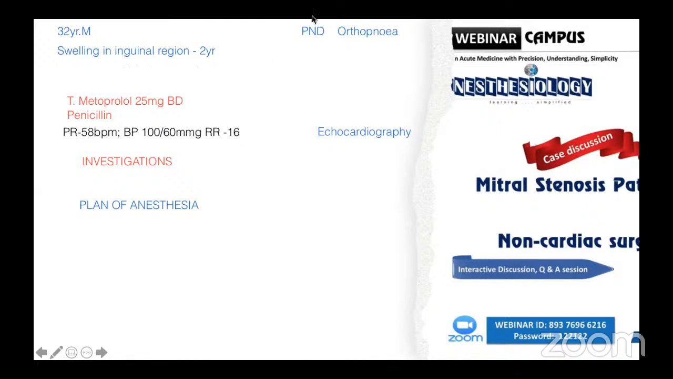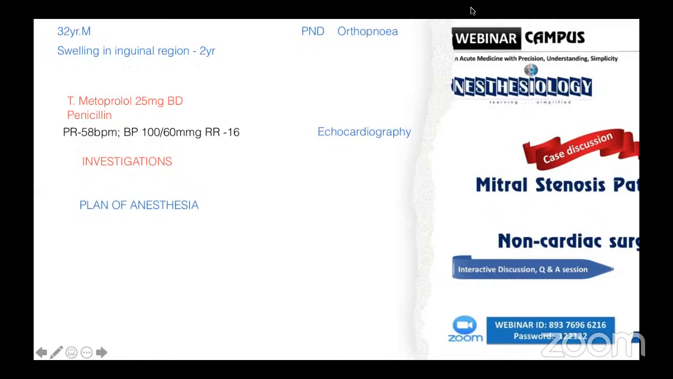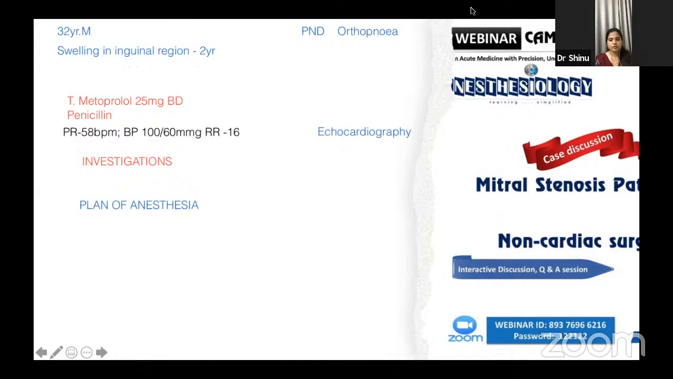Will you give nitrous oxide? No, ma'am. I go for air, oxygen, and sevoflurane. Nitrous oxide can precipitate pulmonary artery hypertension. So nitrous oxide is avoided in this case.